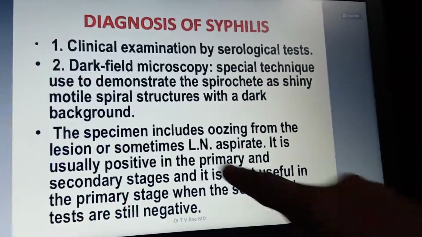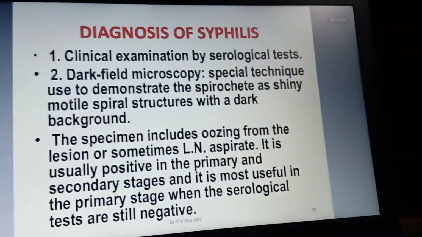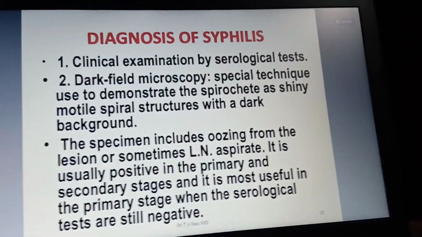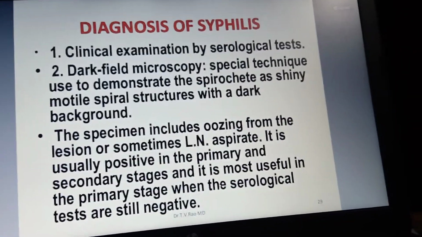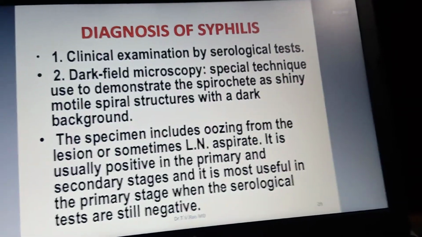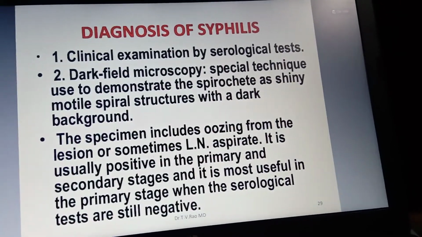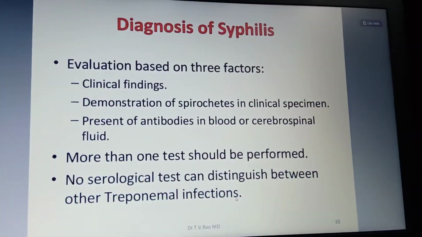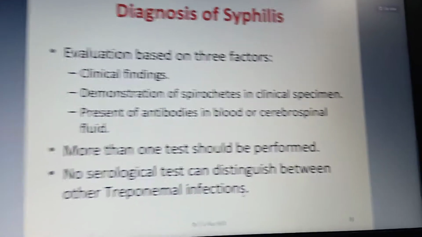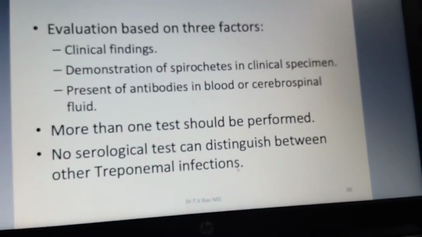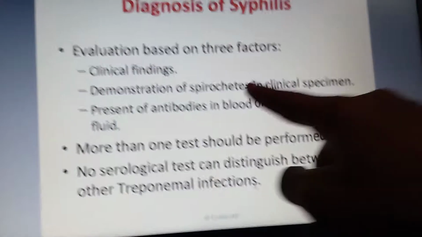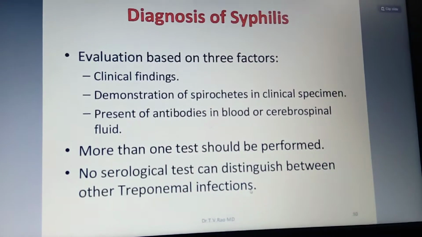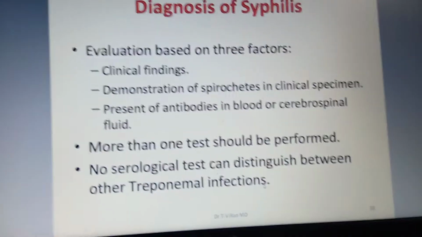The specimens also include oozing from the lesions. In the secondary, tertiary or latent stage, you see lesion ulceration, so they take the pus from the lesion, collect the sample, and send it for serological testing. Next is evaluation based on three factors: clinical findings, demonstration of the structure of the spirochete Treponema pallidum, and the presence of antibodies in the blood and the cerebrospinal fluid. Those three factors are evaluated.